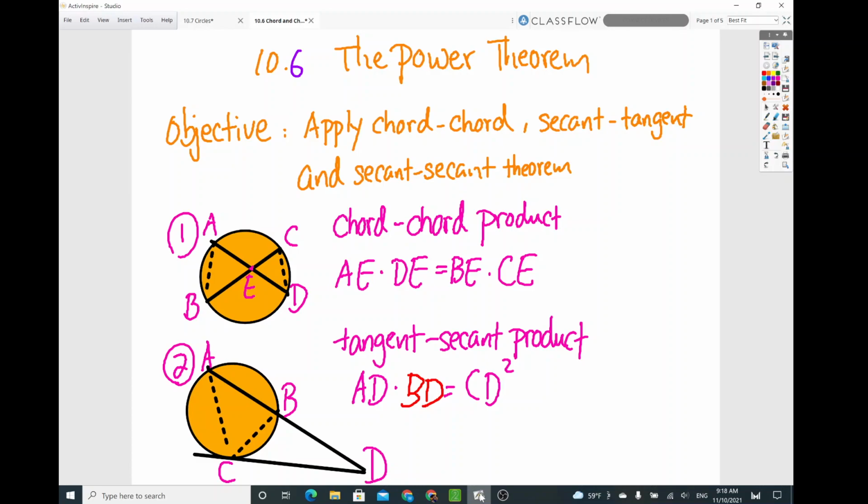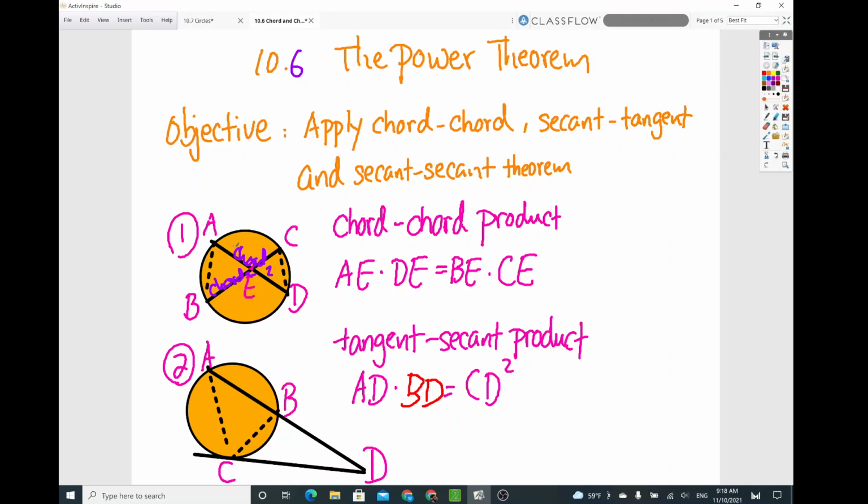The first one is called the chord-chord product. As you can see here, AE times DE equals BE times CE. Another way to say this: AD is just a chord, so let's label it chord 1. And then BC will be chord 2.